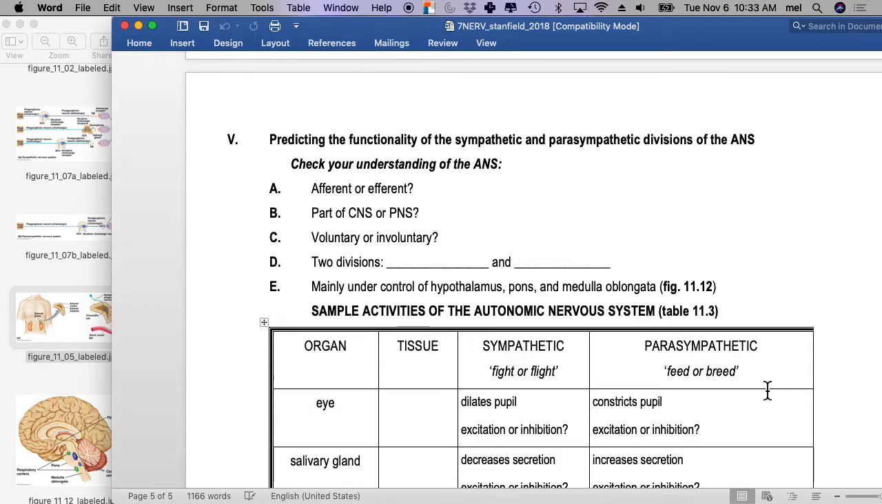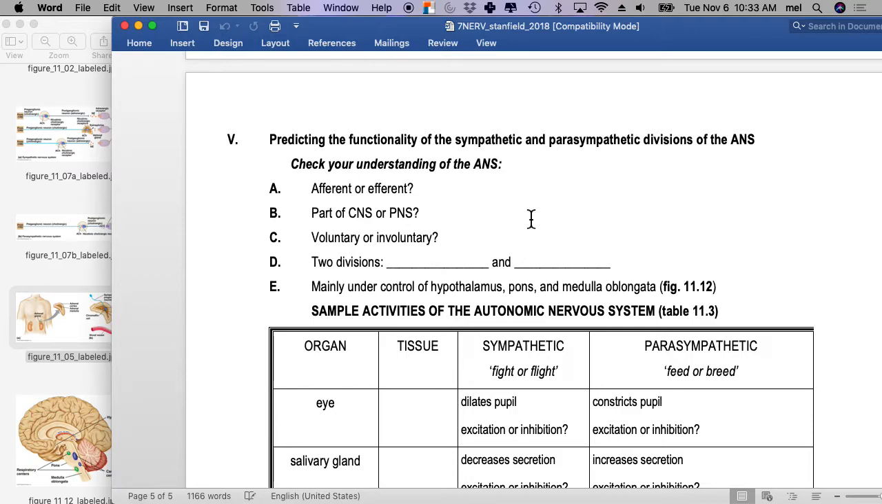One more time. I did this already, but I want to make sure that the terminology does not impede the understanding. So check your understanding of the autonomic nervous system before we go any further. If I say autonomic, one more time, is it afferent or efferent? Is it CNS or PNS? It's PNS. Is it voluntary or involuntary? It's involuntary.